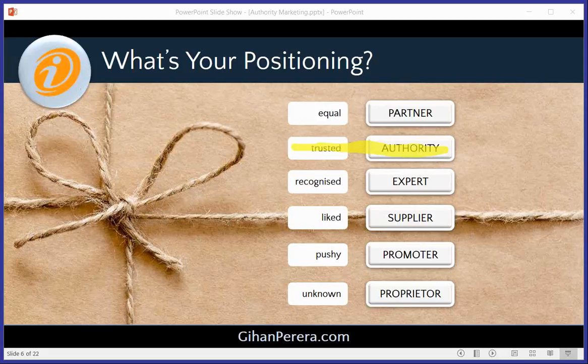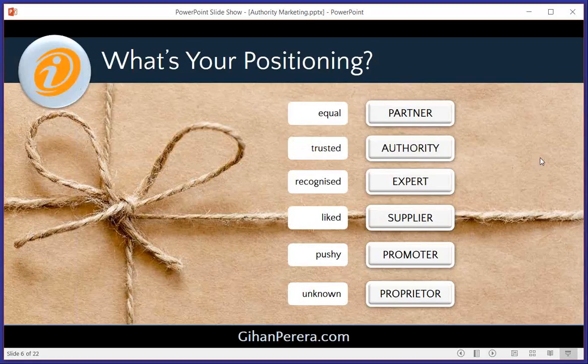And it doesn't necessarily mean that you have to go through all these stages. So the 44% of the people here on the webinar who identify yourself at the moment as being down here as an unknown proprietor, it doesn't mean that you have to go through all these steps to become a trusted authority. You have to work hard, but it doesn't mean that you necessarily have to go through all the stages.